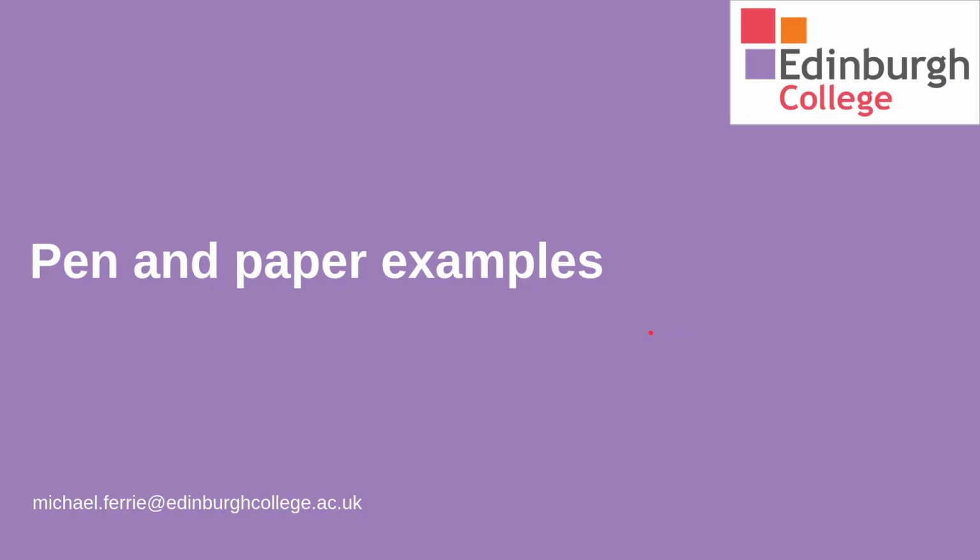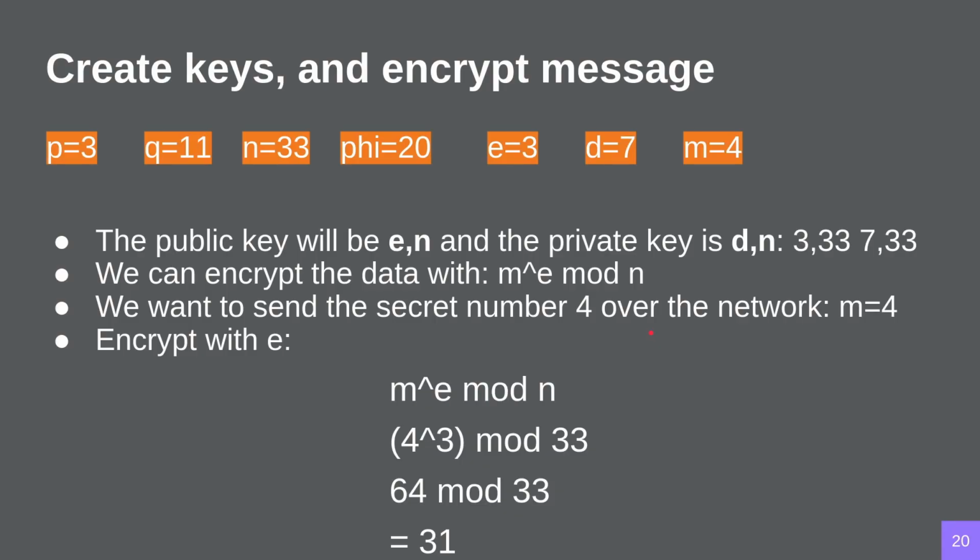Okay? So, first example, I've listed our values for the algorithm up here. We have P and Q that we started off with, N and Phi, E and D. Now, the public key is E because E is the encryption key, and the decryption key is D. So encryption key is E, decryption key is D.